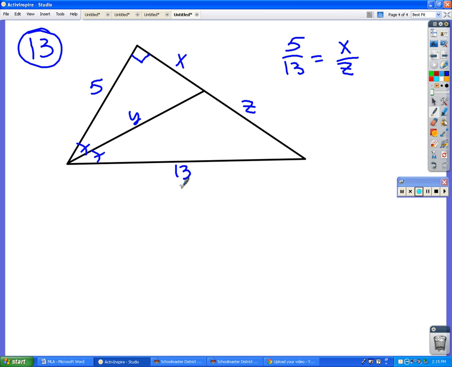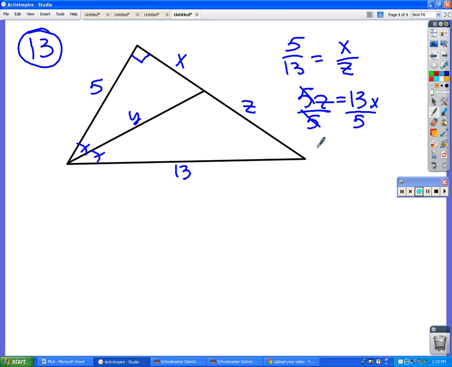Now, this is where the ugly part of this problem comes in. I have 2 letters in that equation, okay? So we're just going to have to work with that. Cross multiply, tell me what you get. 5z equals 13x. So what I'm going to do is solve that either for x or for z, I don't care which one. Solve it for z, it's a little bit easier.